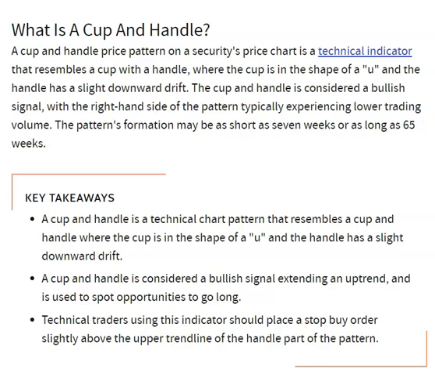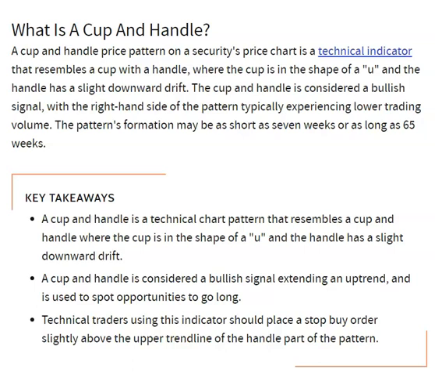What is a cup and handle pattern? It is a pattern on a security's price chart. It is a technical indicator that resembles a cup with a handle, where the cup is shaped like a U and the handle has a slight downward drift. The cup and handle is considered a bullish signal, with the right-hand side of the pattern typically experiencing lower trading volume. The pattern's formation may be as short as 7 weeks or as long as 65 weeks. This can be used as a continuation pattern on an uptrend, or as a reversal pattern on a downtrend.